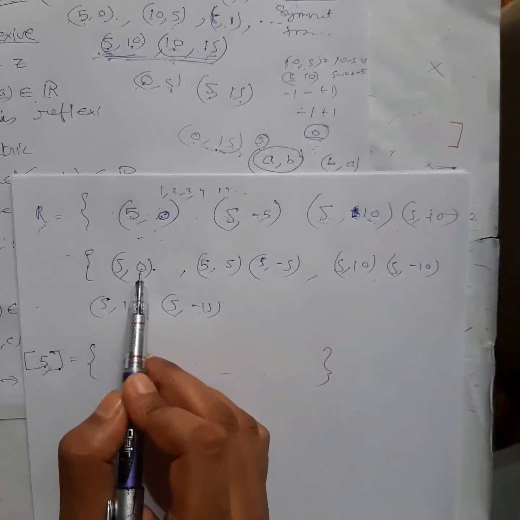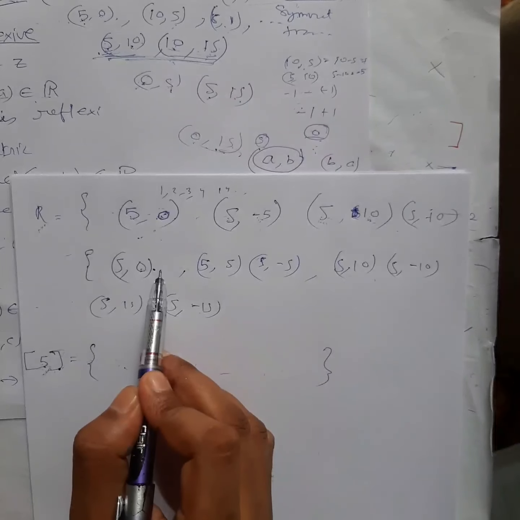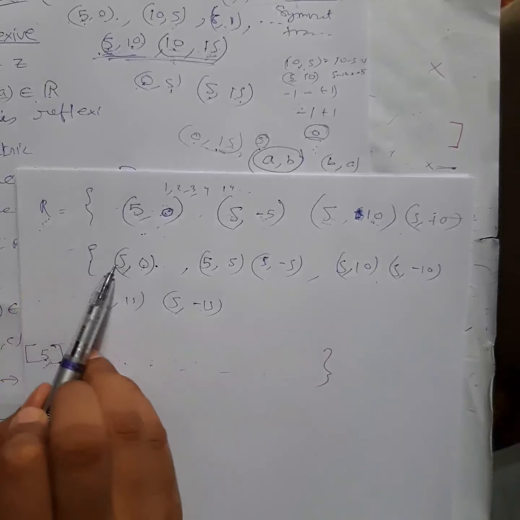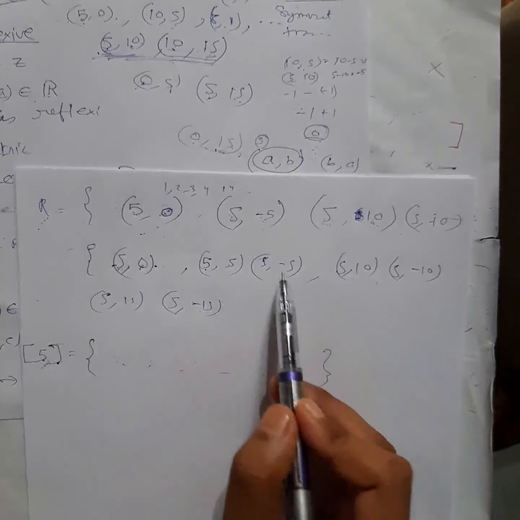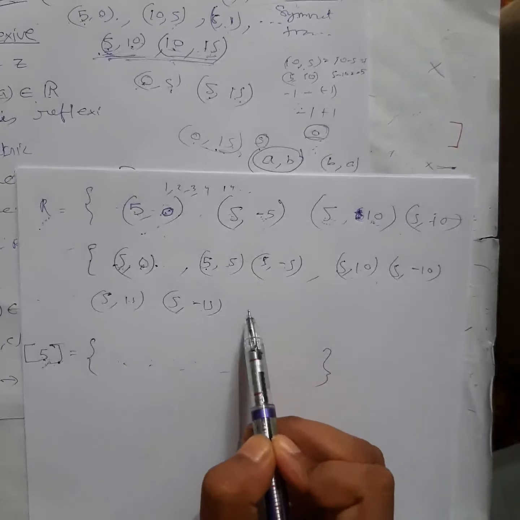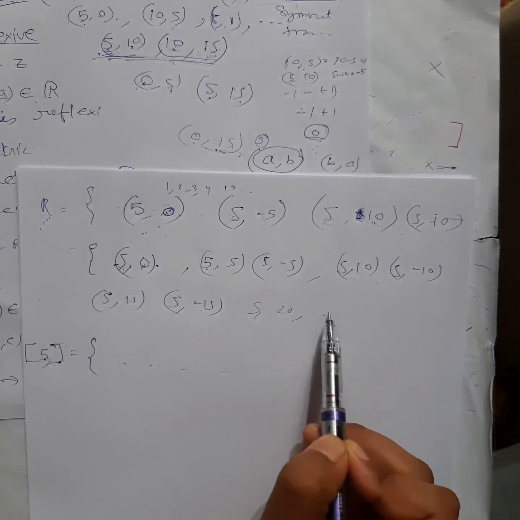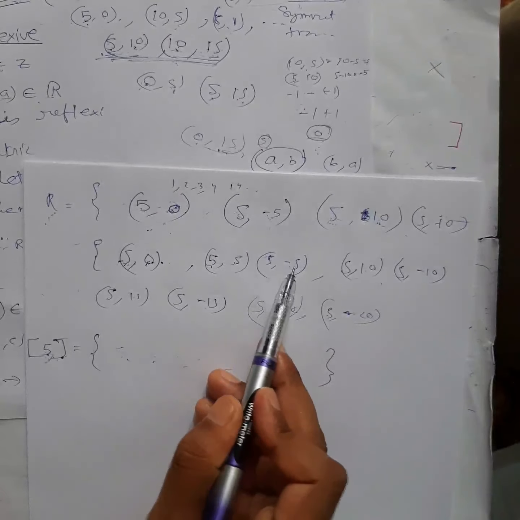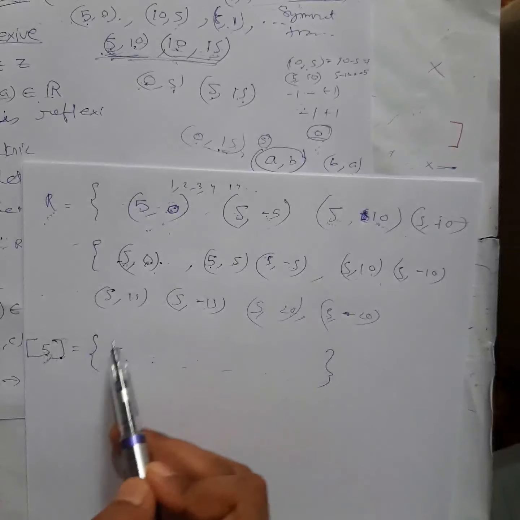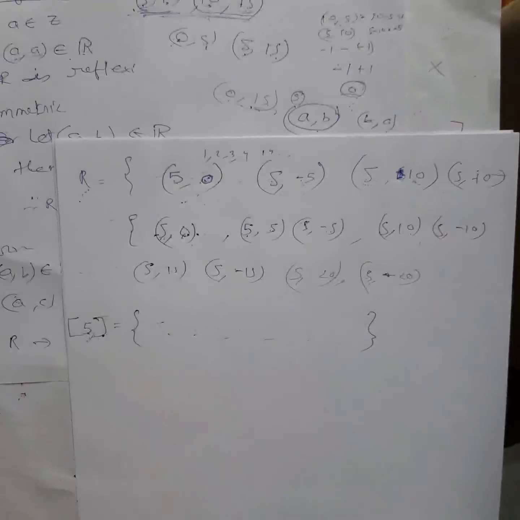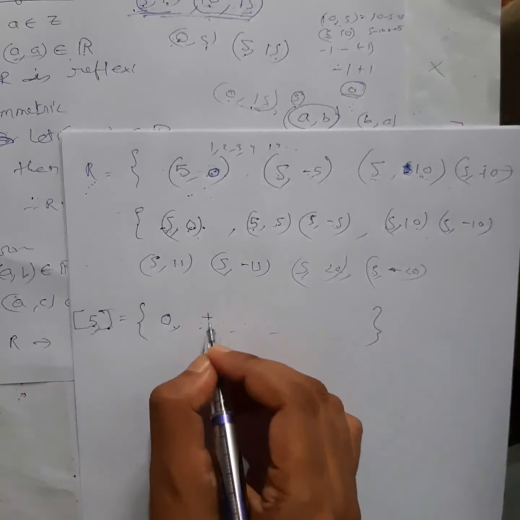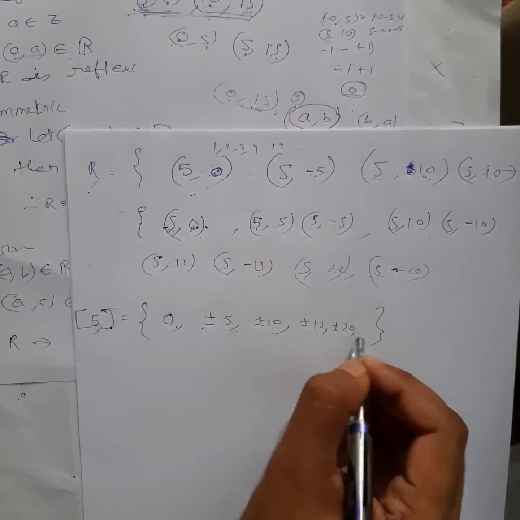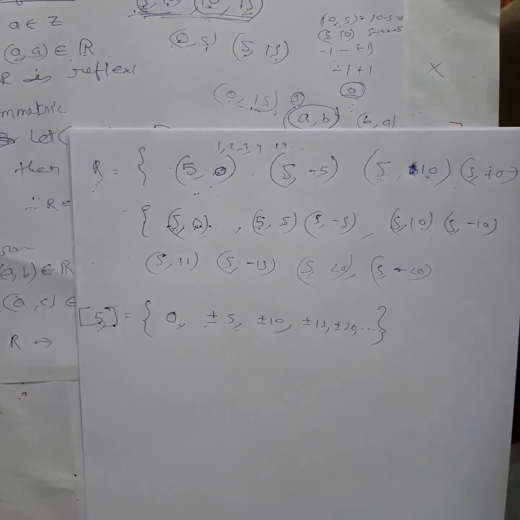Other than this, you try to check. If you take 1, 2, 3, 4, or minus 1, minus 2, minus 3, minus 4, will it be related? Obviously no, that element will not be there in the relation set. So 5 is related to 0, to 5, minus 5 also, 10, minus 10, 15, minus 15. The next will be 20 and minus 20 also. In this way, all the elements which are related to 5, if you collect them in a set, that set will be the equivalence class of 5. So 0, plus minus 5, plus minus 10, plus minus 15, plus minus 20. In this way it will go on to infinity. So this is your equivalence class of 5.